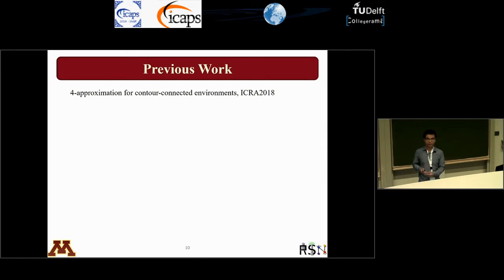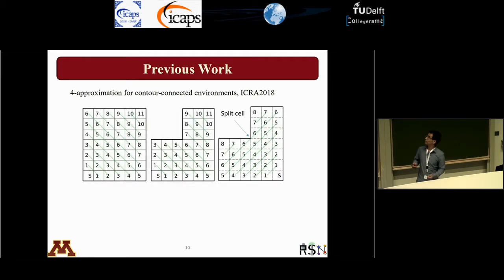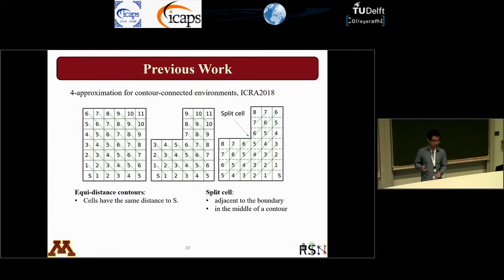So what is a contour connect environment? We say the line in an environment where the cells on it have the same distance to the charging station is called an equidistance contour. A cell that is adjacent to the boundary of the environment and is in the middle of a contour we call a split cell. Then a contour connect environment is simply an environment without any split cells. We call this cell a split cell because from a split cell, the contours will break into several segments.